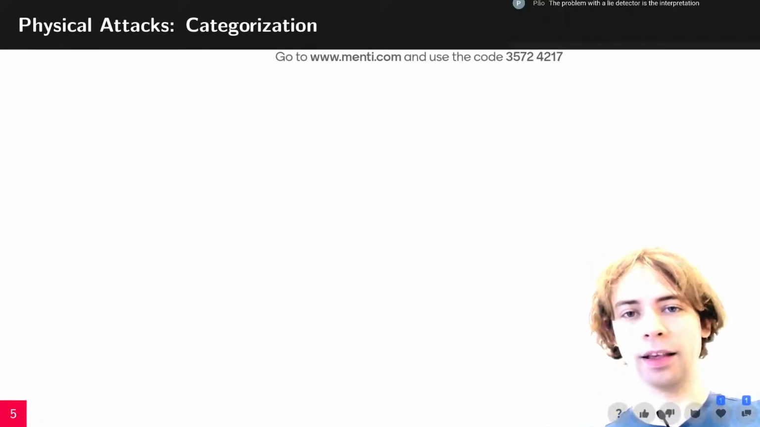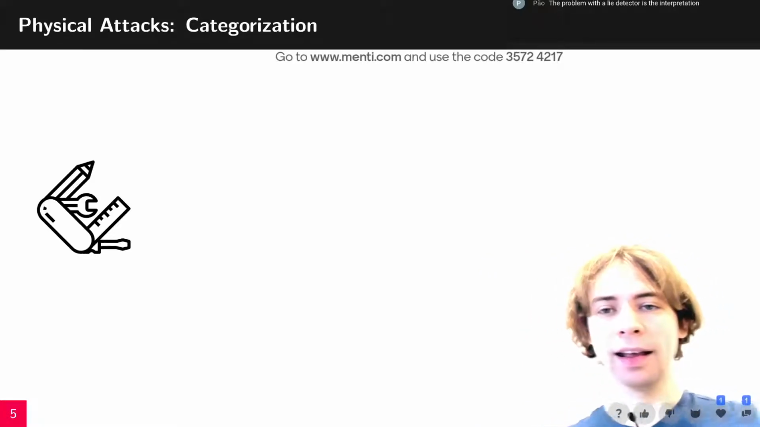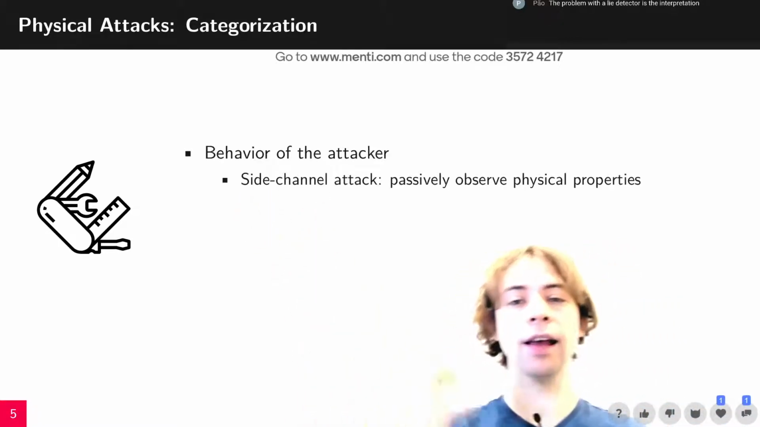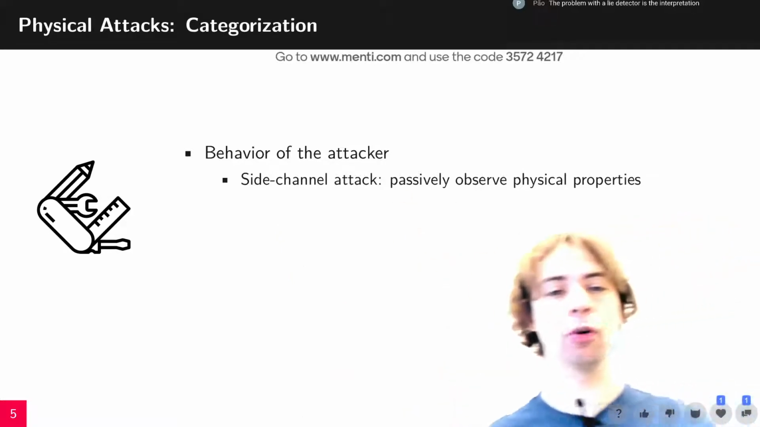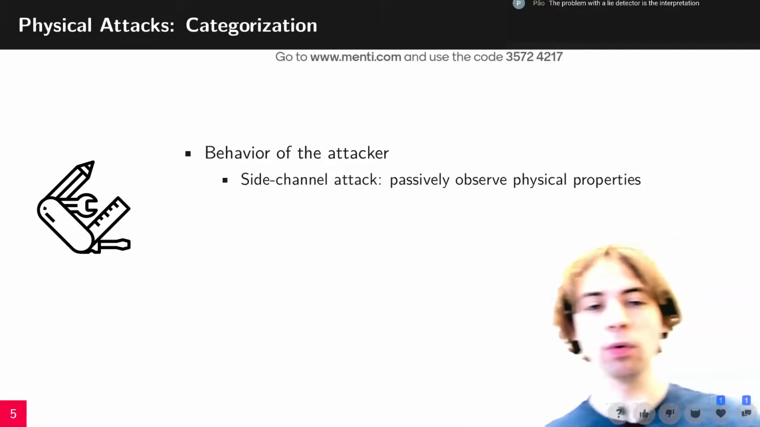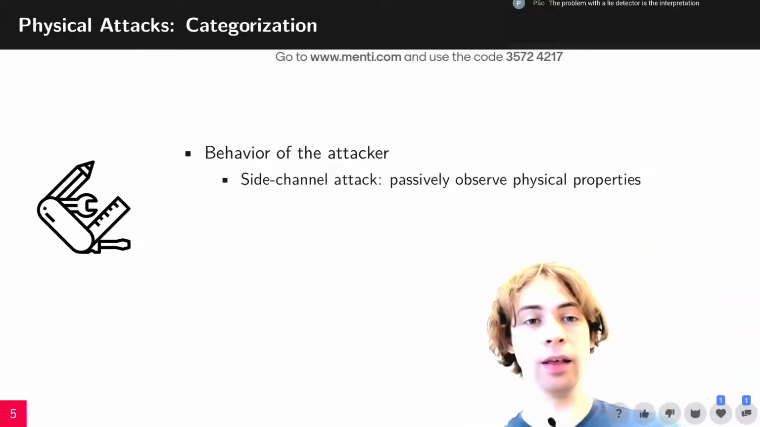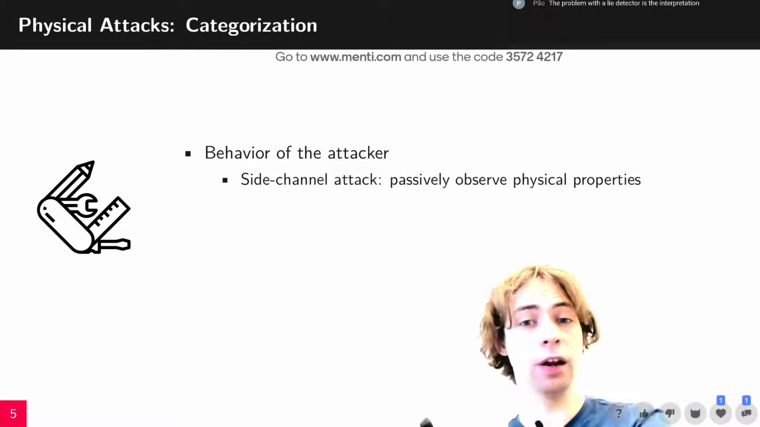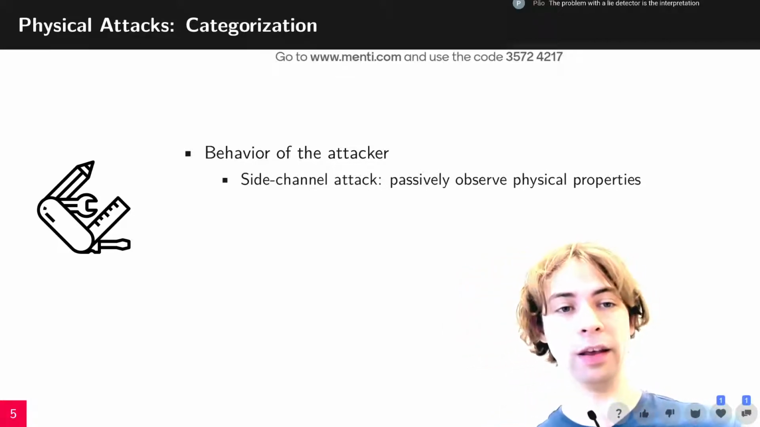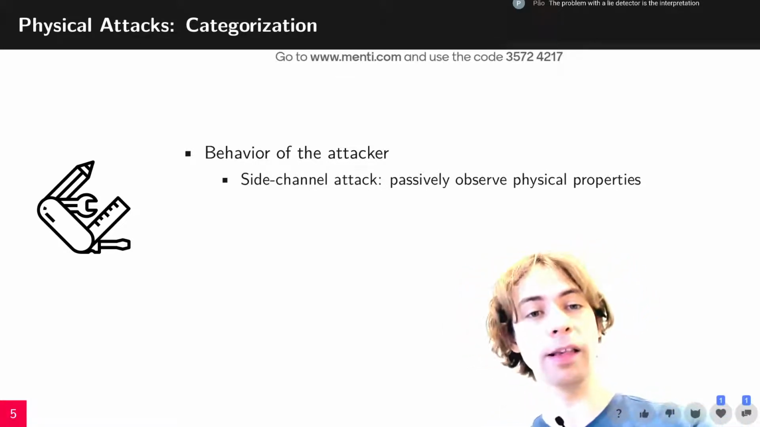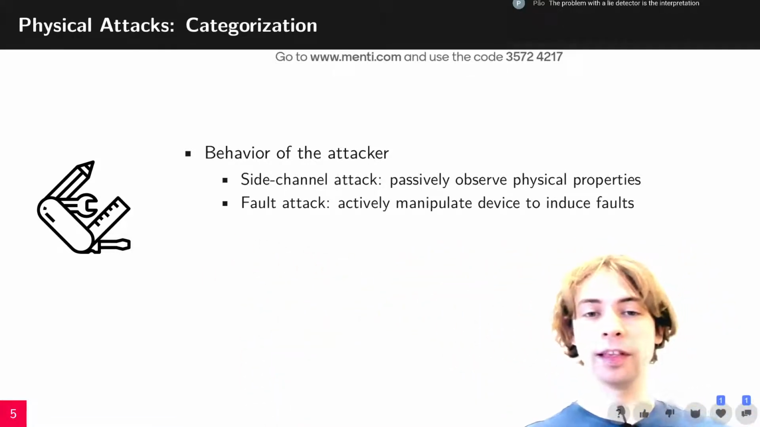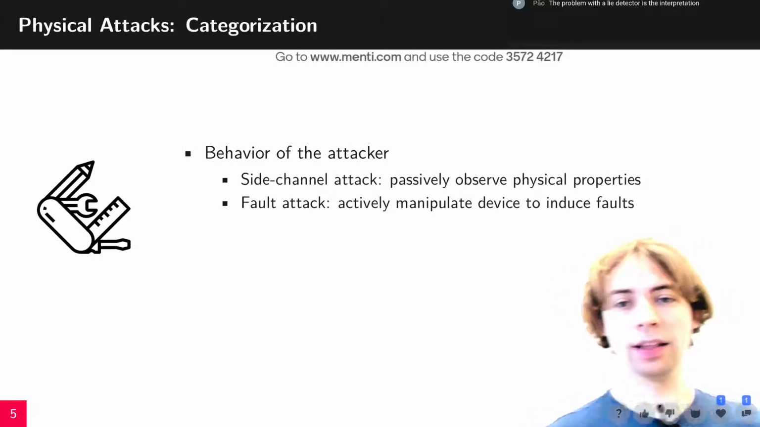Yeah, physical attacks. Maybe we should categorize them into different categories based on the behavior of the attacker. There's a side channel attack where you passively observe the physical properties, and then if you actively manipulate the device to induce faults, to make the device misbehave, similar to the software exploits that we have seen in the first system security lecture here, where we made software misbehave, a fault attack also tries to bring the physical device into weird situations that shouldn't exist.